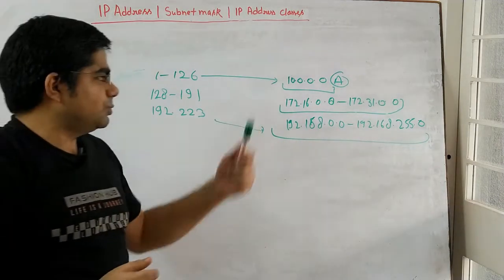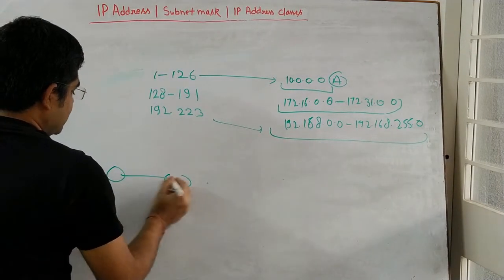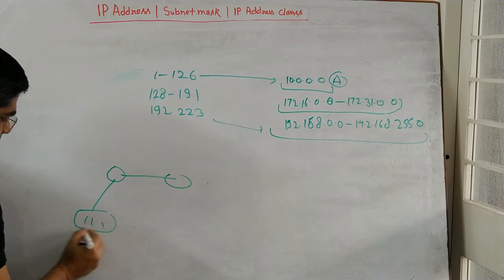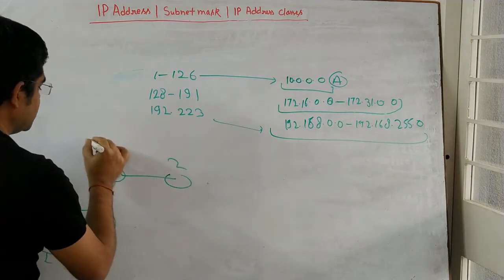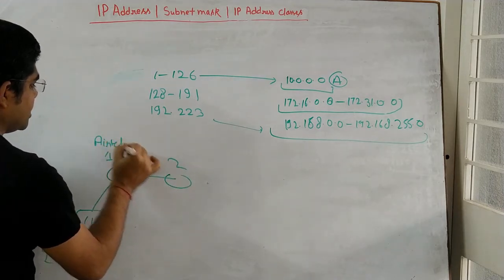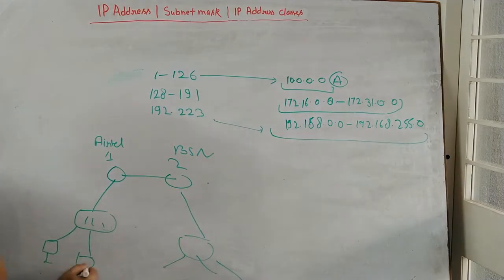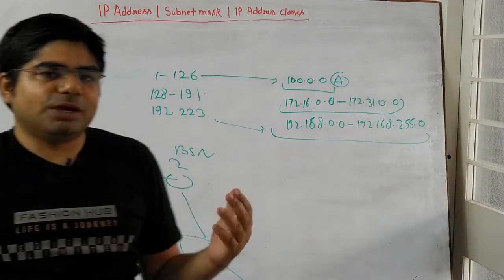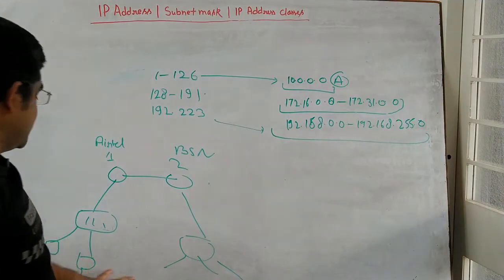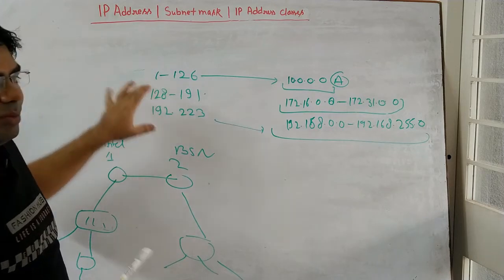Why use this? What is the use of private addresses? Suppose there are two organizations, say Airtel and BSNL, with multiple PCs connected in each. There will be multiple devices where you need to give IP addresses. If we use public IP addresses for all devices, then we will have exhausted these ranges of public IP addresses.